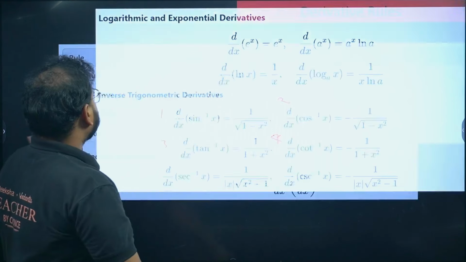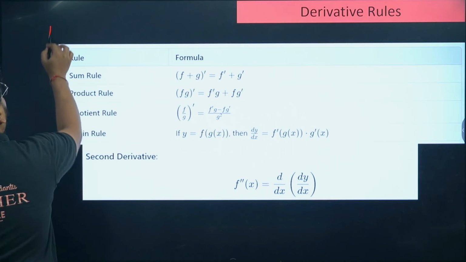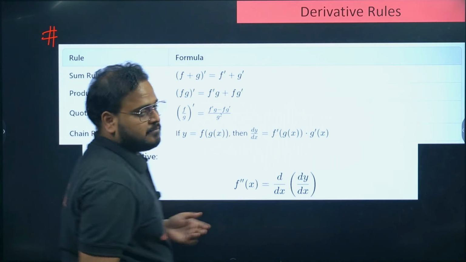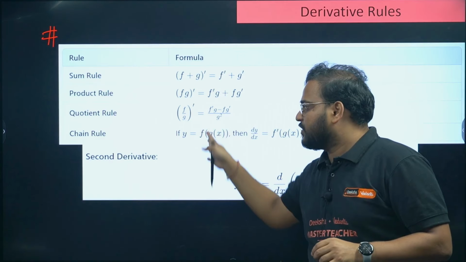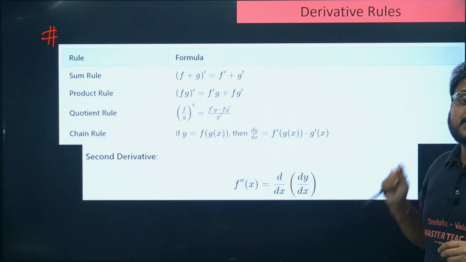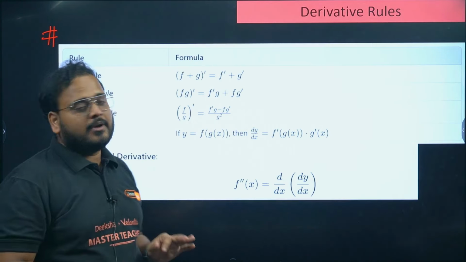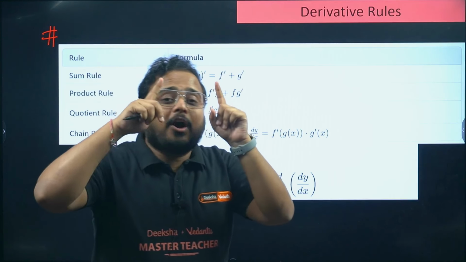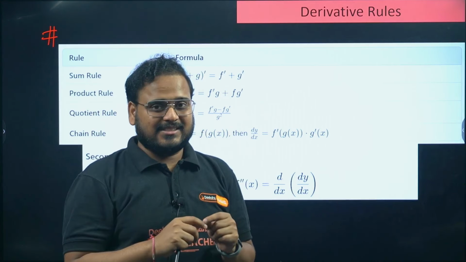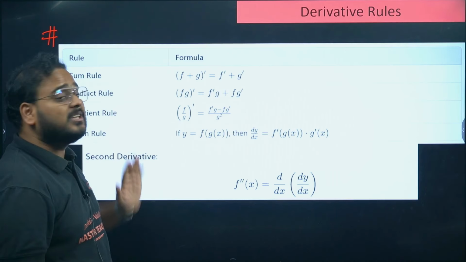Okay, chaliye. Derivative rules. This is the most important concept of CND. Whether it is sum rule, product rule, quotient rule, chain rule, second derivative, one of the most important concepts of CND chapter. Without these, you can't solve any question. So you cannot be confused in these. Please make sure that you have revised properly and you know this very well.